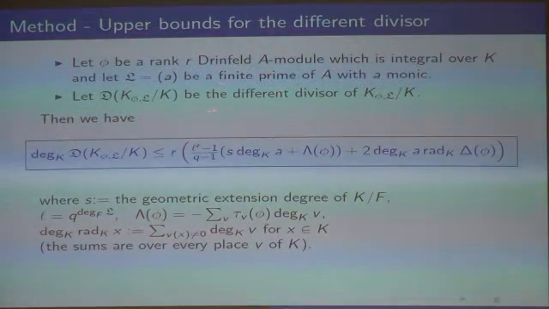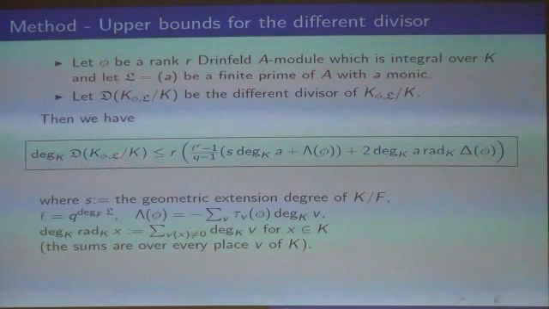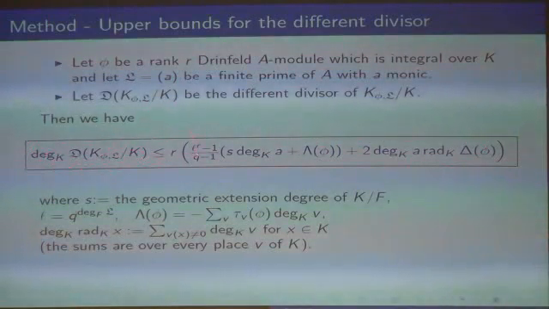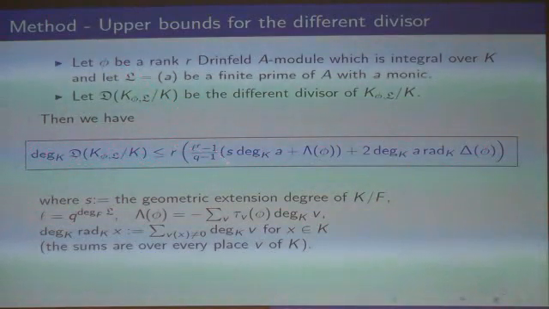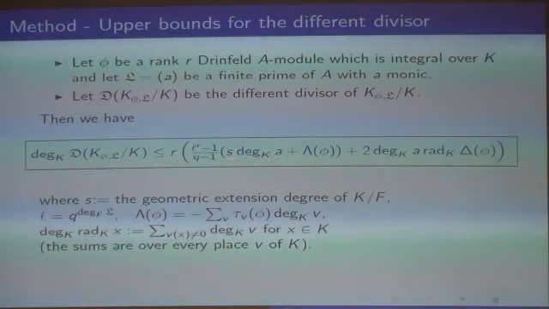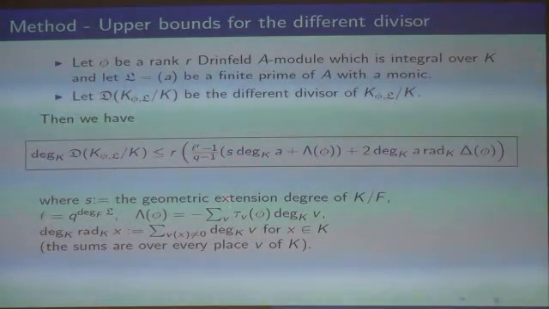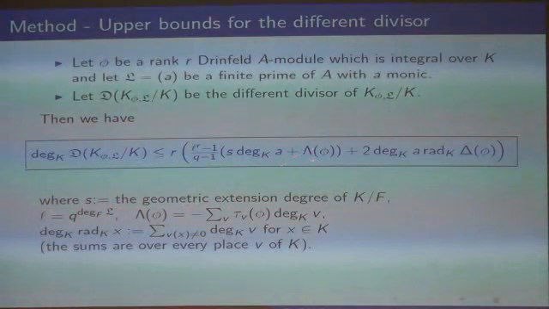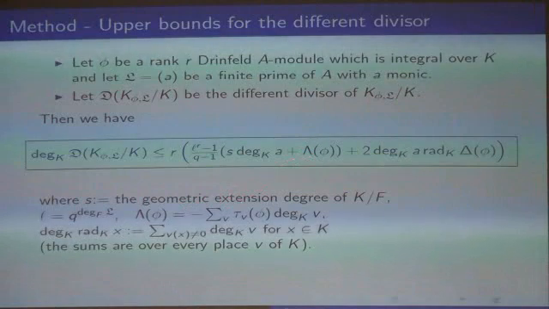Okay, for the upper bound of the different divisor in the rank r case, we got this result. The degree of this bound is given. This is the general case. L is given: L is just q to the degree of the prime L. So everything is explicit. S is a geometric extension degree, and lambda phi is this value. This is explicit.